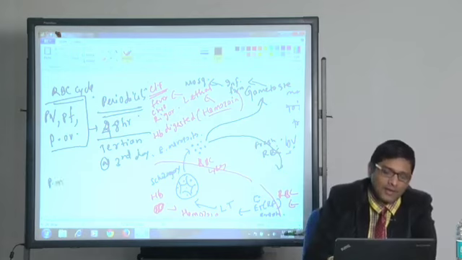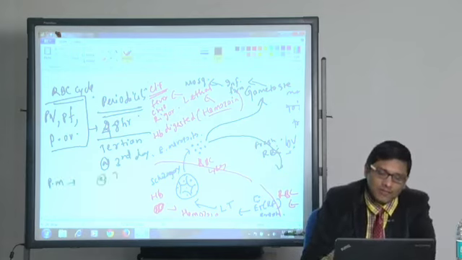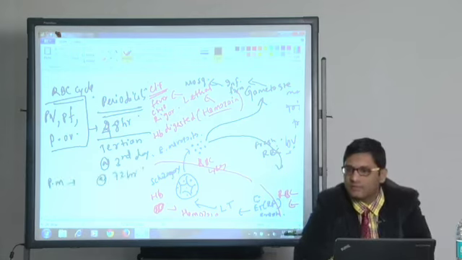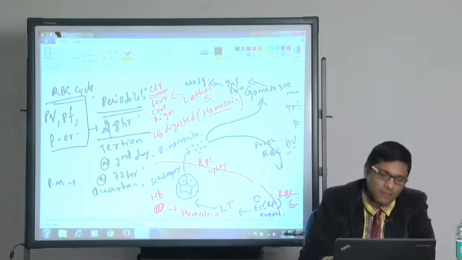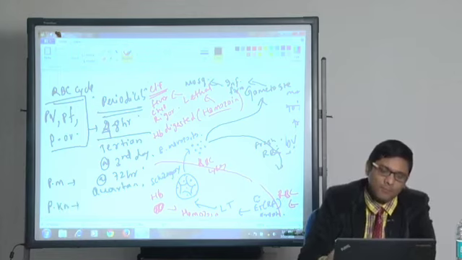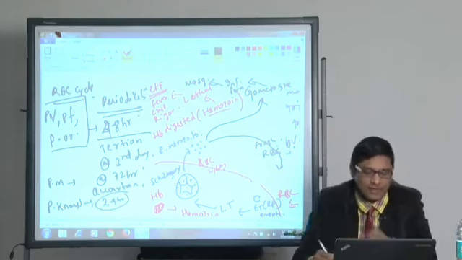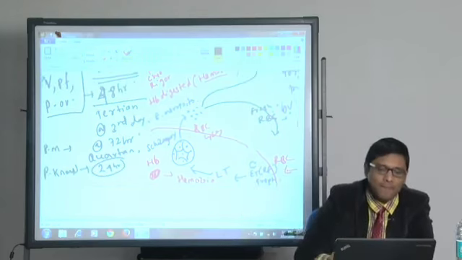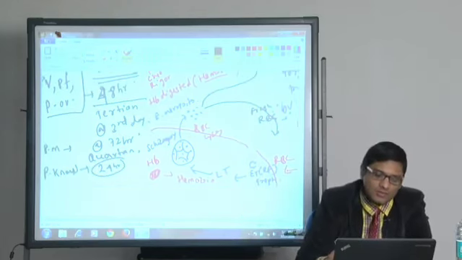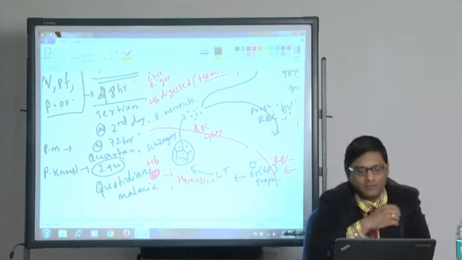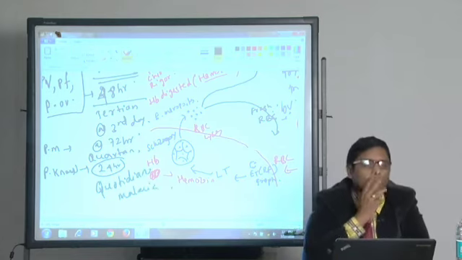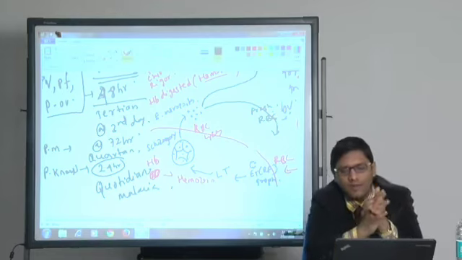For Plasmodium malariae, the fever occurs every 72 hours, that is every fourth day, which is called quartan malaria. Plasmodium knowlesi, the periodicity is 24 hours, hence fever occurs every day, which is called quotidian malaria.